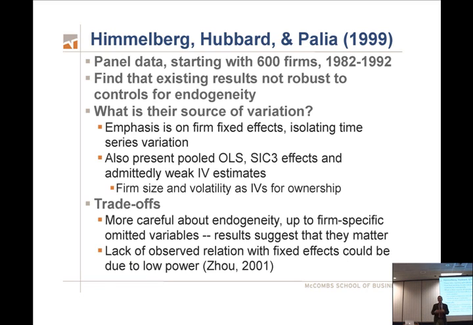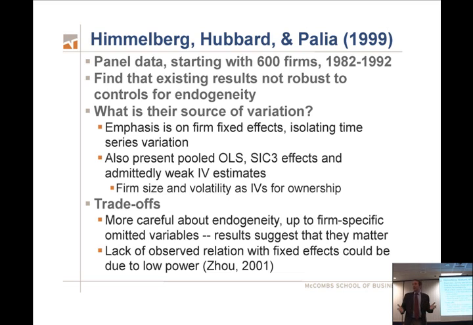Then, another example in that literature is Himmelberg, Hubbard, and Palia. They look at it in a panel data context. So now they've got firms over time rather than just a cross-section, from 82 to 92. And they find that the existing results are not very robust to controls for endogeneity. More specifically, they really focus on firm fixed effects. Their story is there are lots of reasons why ownership and Q differ across firms that are omitted, that we just can't control for. So instead of trying to control for all those things, what we can do is isolate time series variation and ask, within a given firm, if managers own more or less over time, how does their Q change?